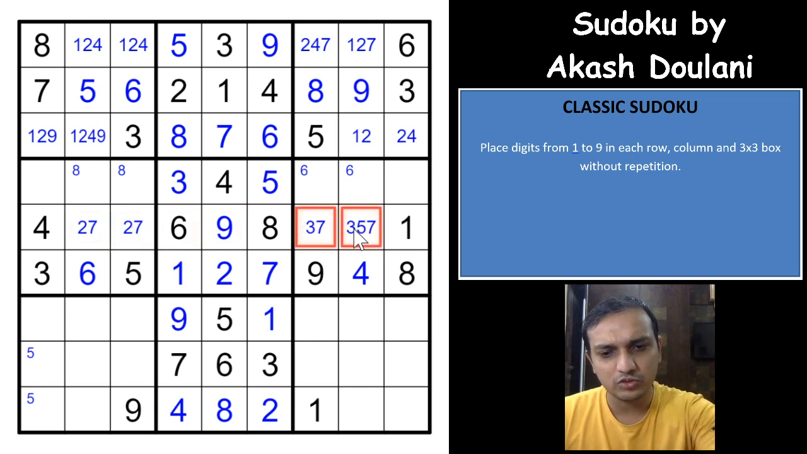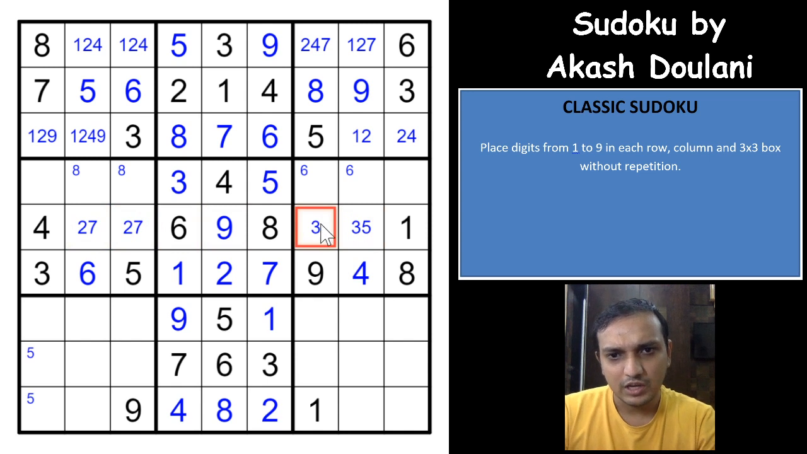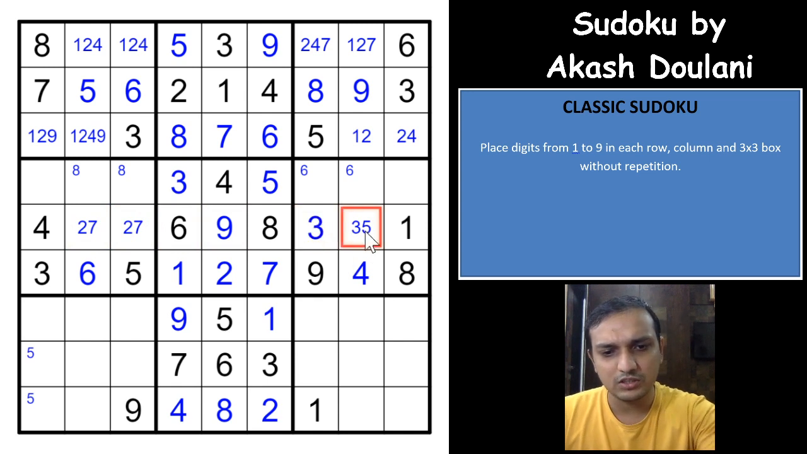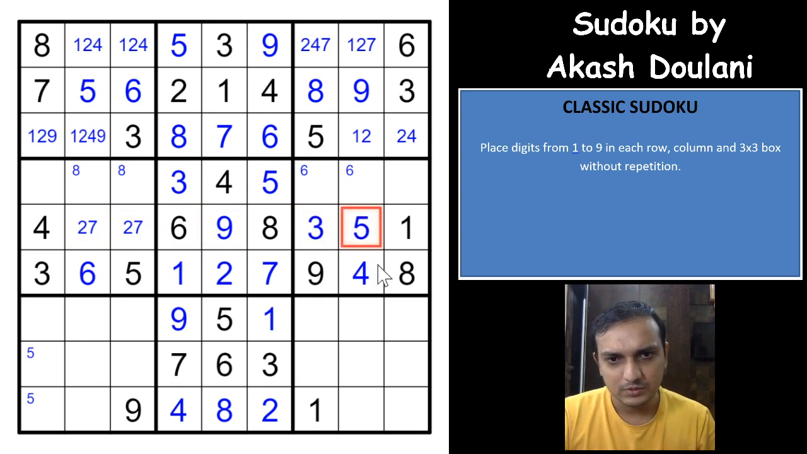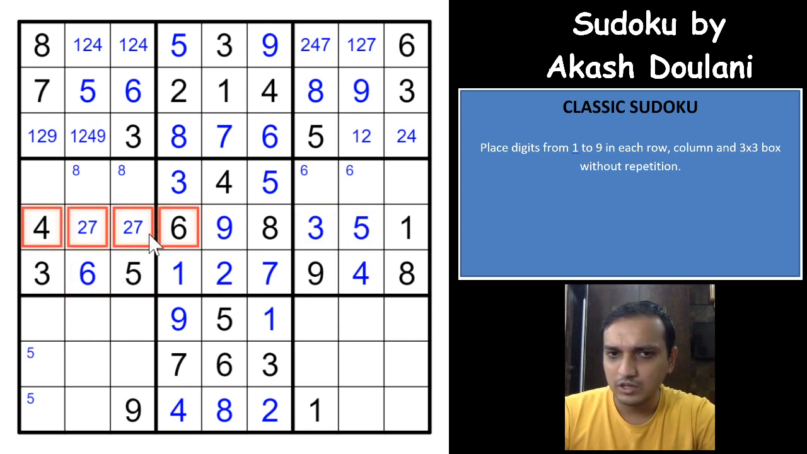That actually eliminates 2, 7 from both of these boxes, and 5 cannot be here, so this would have to be 3 and this would have to be 5. That's nice. So 3 and 5 would be here and 2, 7. Okay, that's nice.